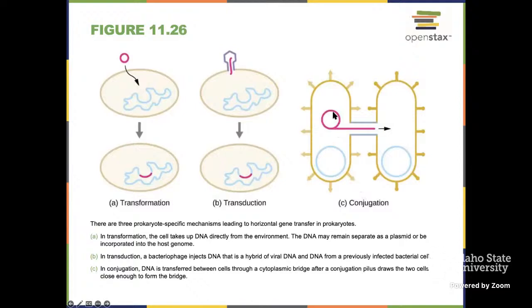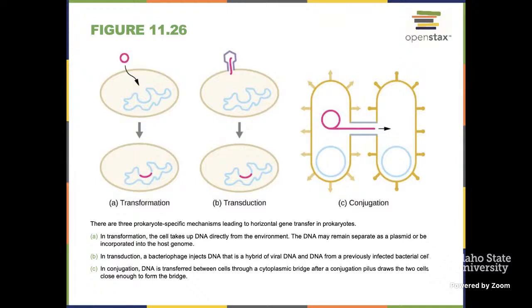So this uses a plasmid. The plasmid codes for the production of this pilus, a connector between this cell that's got it and the one that doesn't. We make a copy of the plasmid and pipe it over into the new cell. Now both of these cells have plasmids, and the plasmid is bringing in some sort of extra information that can potentially stimulate antibiotic resistance or tolerance to harsh chemicals or numerous other things.